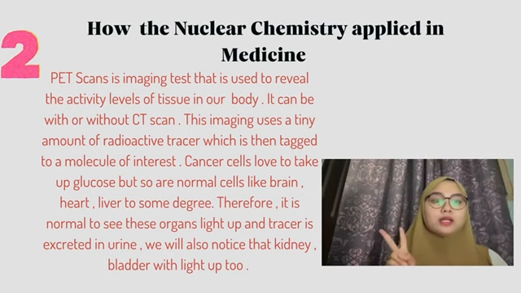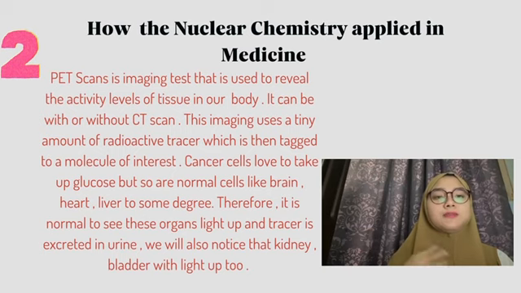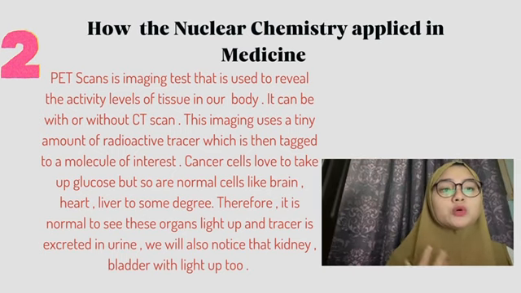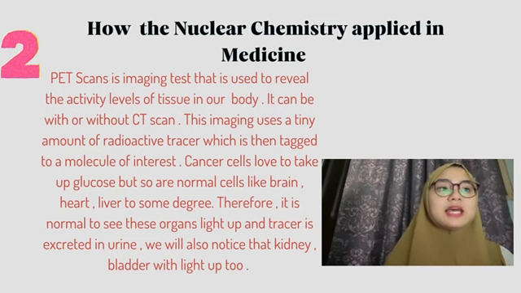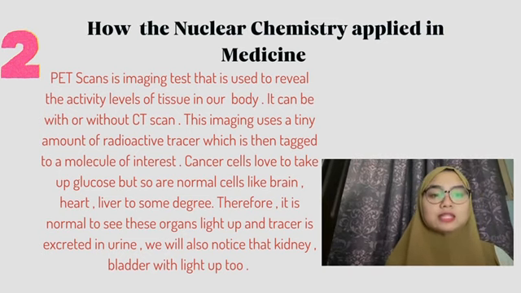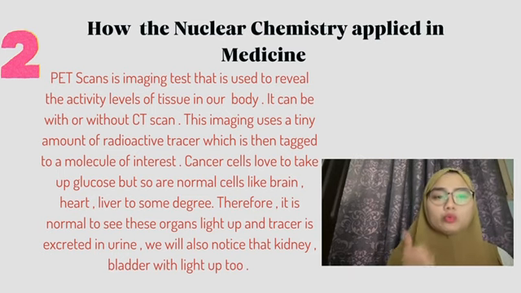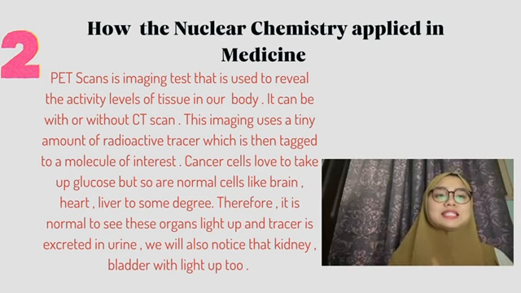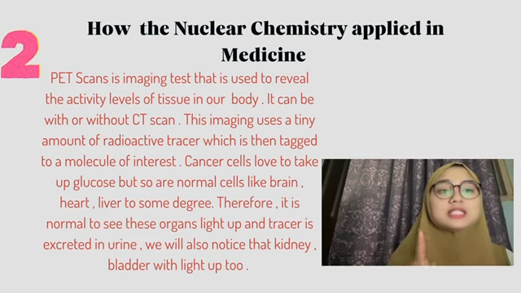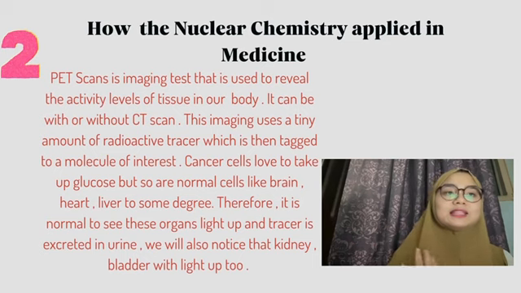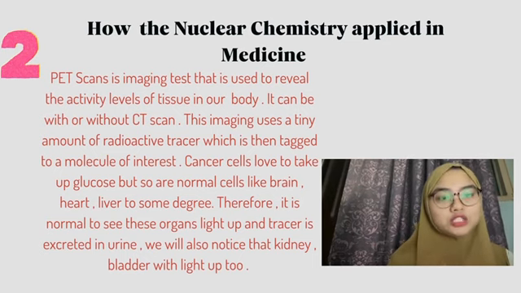The second one that I will explain today is PET scan, which is positron emission tomography. This scan is an imaging test that is used to reveal the activity level of tissue in our body. It can be done with or without CT scan. This imaging uses a tiny amount of radioactive tracer, which is then tagged to a molecule of interest.